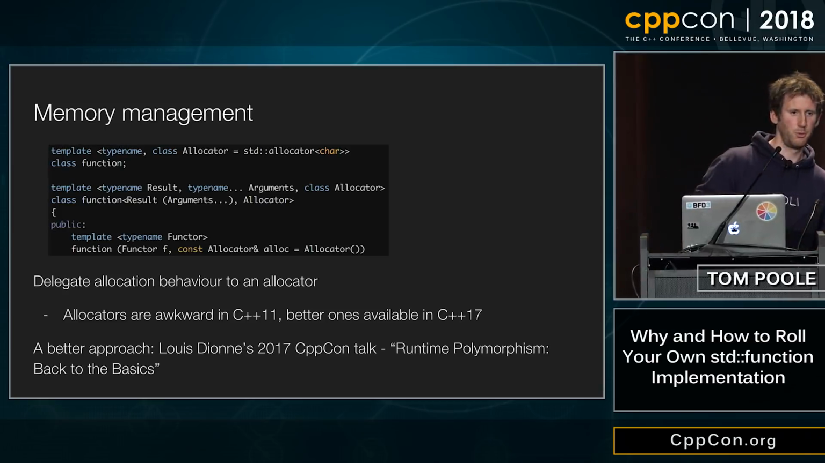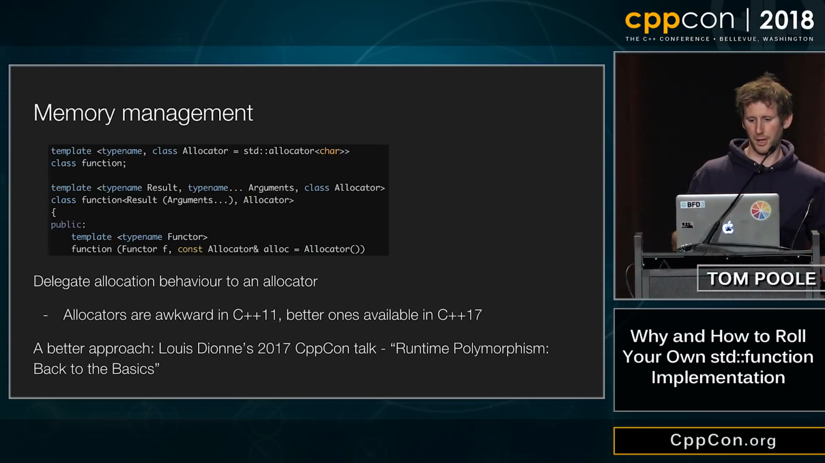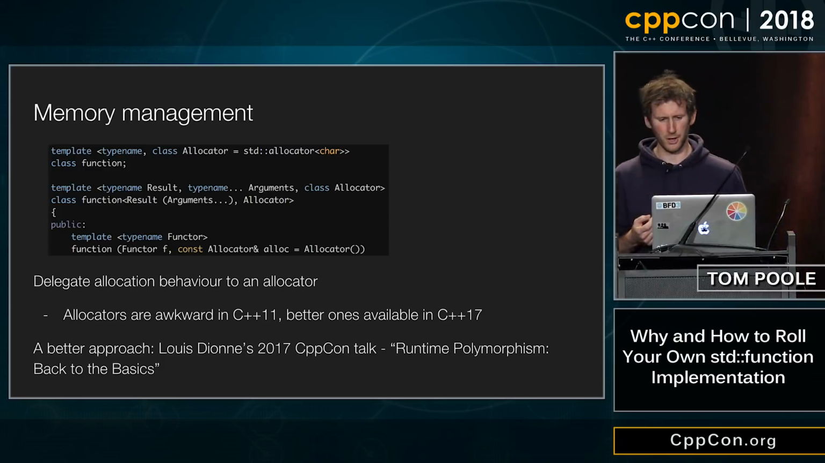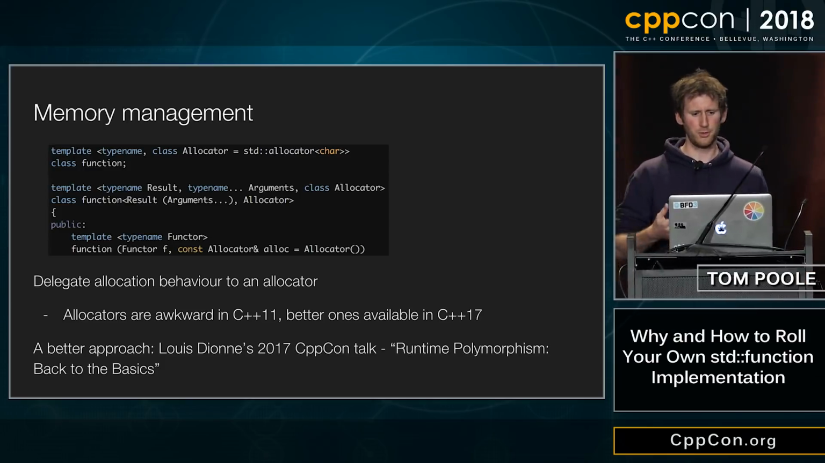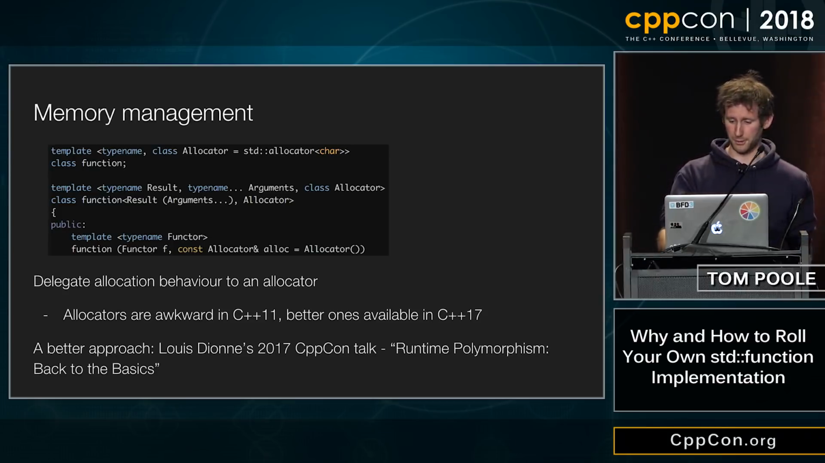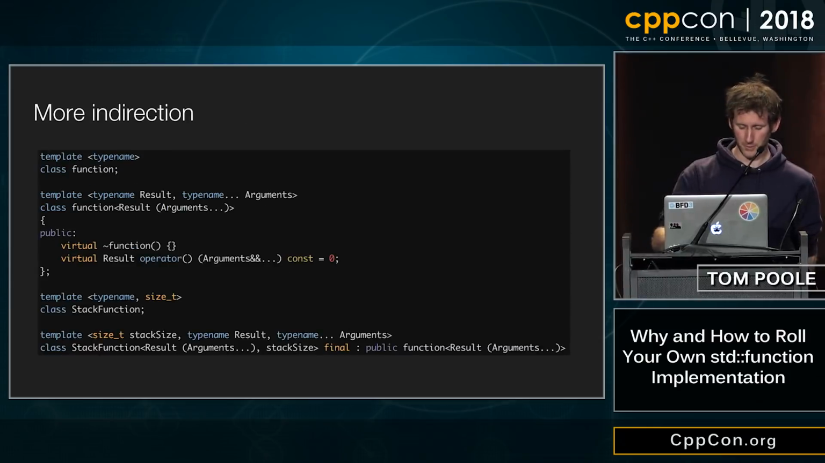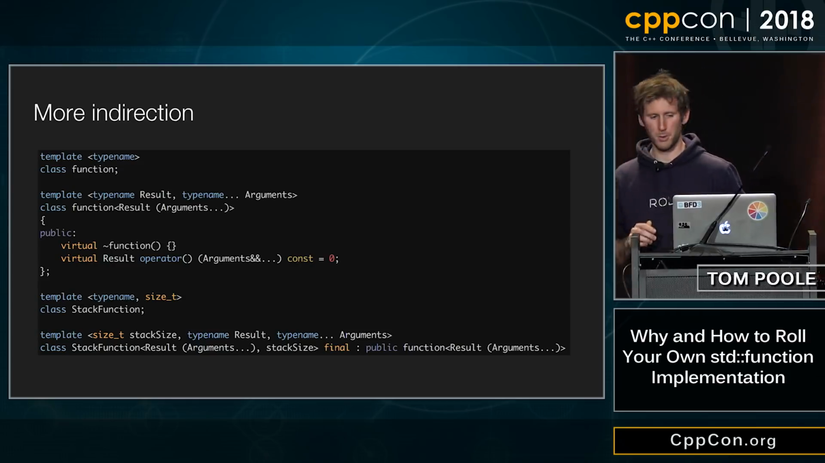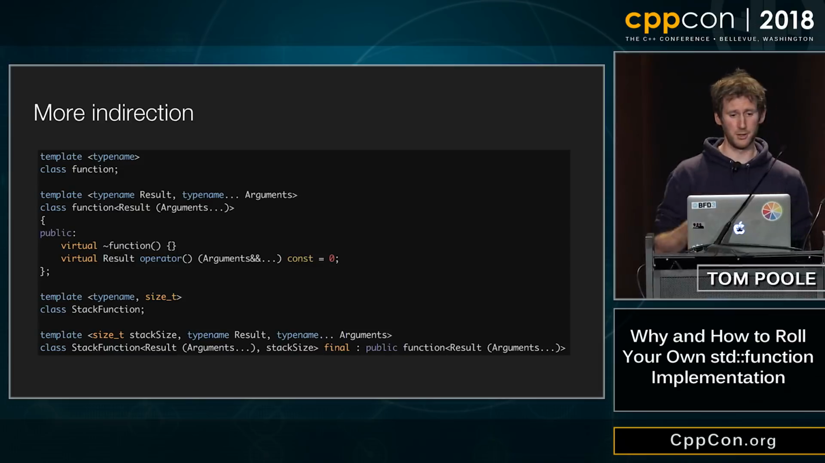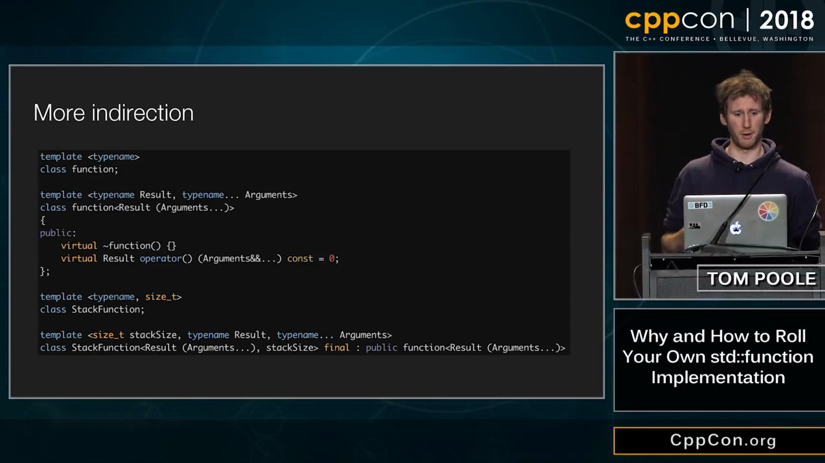A much better approach was presented by Louis Dionne at last year's CppCon talk, where he was advocating really the ability to use things like the small buffer optimization in almost all C++ objects. It's a much more comprehensive approach. It's super powerful, and if you've not watched the talk, you definitely should, because it is really inspiring. However, you can get most of the benefit of such an approach with much less effort, and you can do that by just having more indirection.